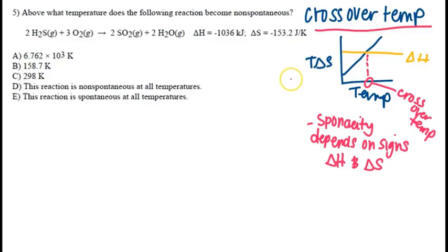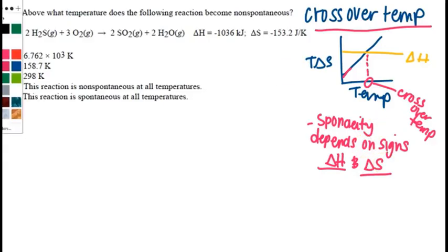So remember, for a crossover temperature, we're really looking at our T delta S value. What we're going to do is take our T delta S value and create a straight line for it. And of course, delta H is going to be constant across the system, whether it's endothermic or exothermic. Wherever these two lines cross is going to be our crossover temperature. That means above this temperature or below this temperature, we could have spontaneity. But we can't say which one is above and which is below until we look at the signs of delta H and delta S. So spontaneity is going to depend on these signs.